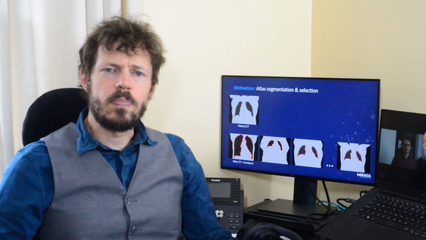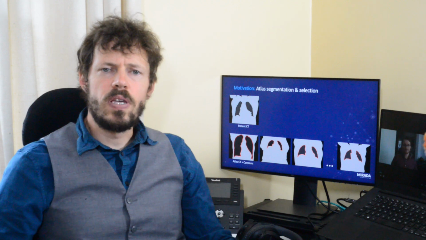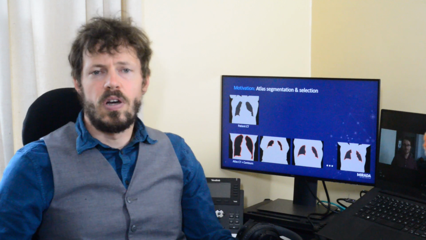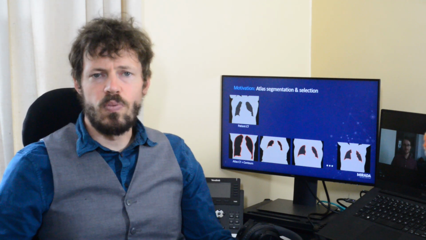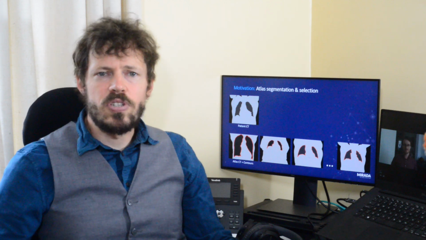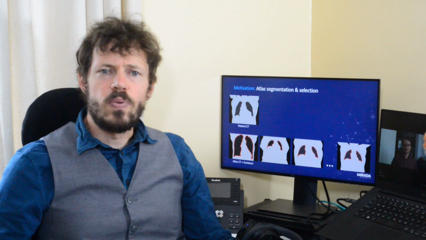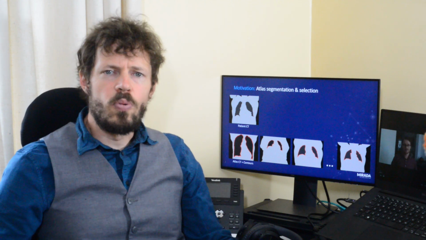The authors of this paper asked the question, well, what happens if we take that to the extreme? What if we create a database of 5,000 patients? Maybe a large cancer center could treat 500 patients of one type in a year. That would represent 10 years of data. That's a very big database, 5,000 patients. If we use those 5,000 patients as an atlas database, what performance can we get to?